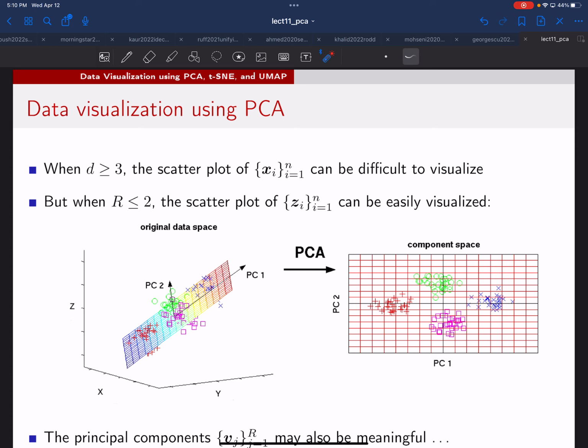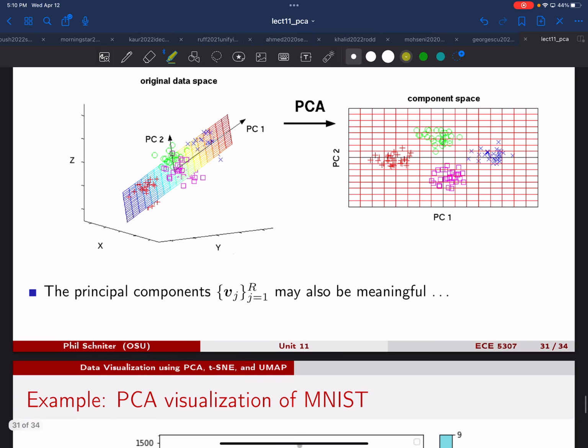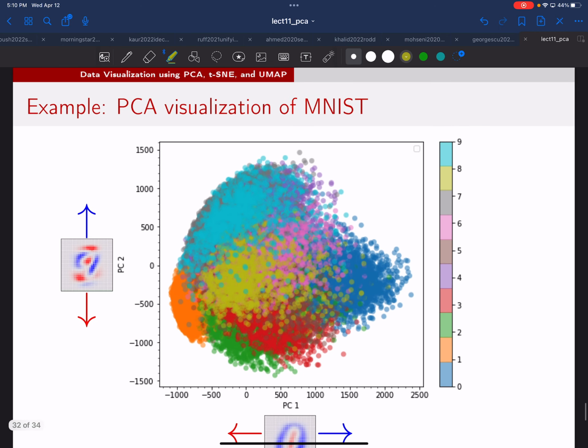But if I do PCA, it would say project everything onto this plane, and then I can just look in the plane, and I can immediately see that there's a nice structure to the data. Okay, so that's something you could do. The main point is that we've reduced it to 2 dimensions so we can visualize it. So that's not a very interesting example. What if we did this with MNIST?